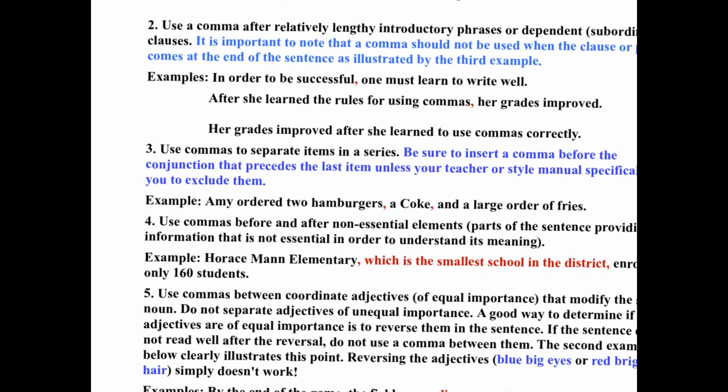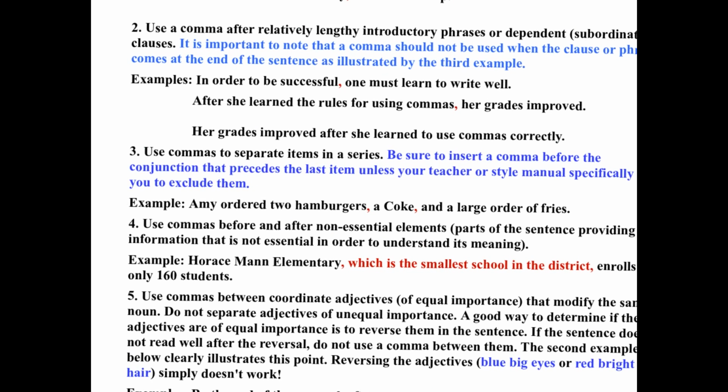All right, here's one that people usually don't have a problem with. Use commas to separate items in a series. Amy ordered 2 hamburgers, a Coke, and a large order of fries. That's so easy. We know that. Yeah. People usually don't miss that. There's a list of things. You want to put a comma there.